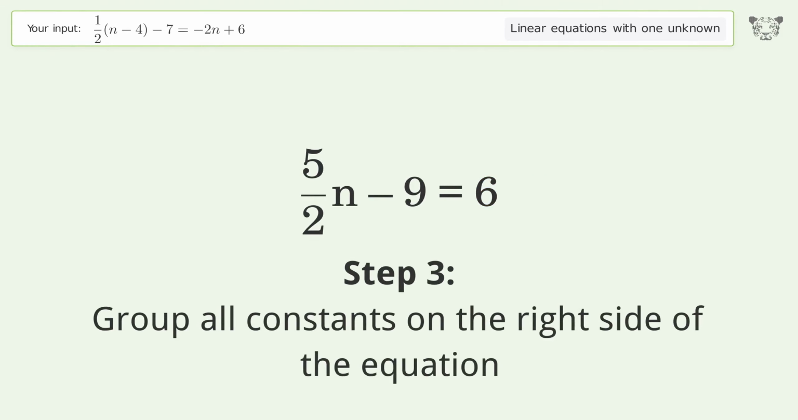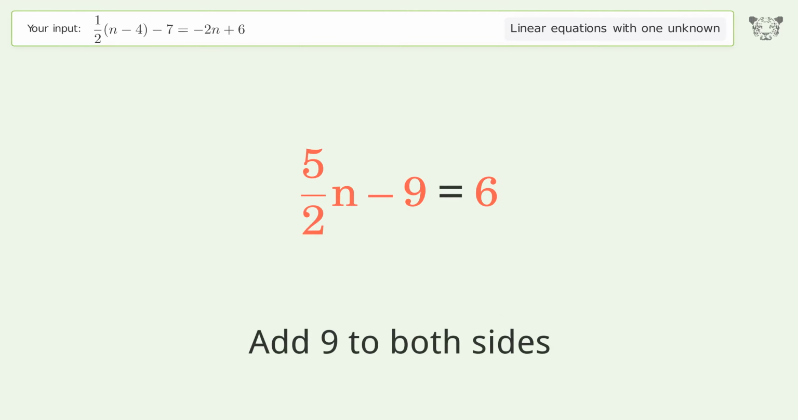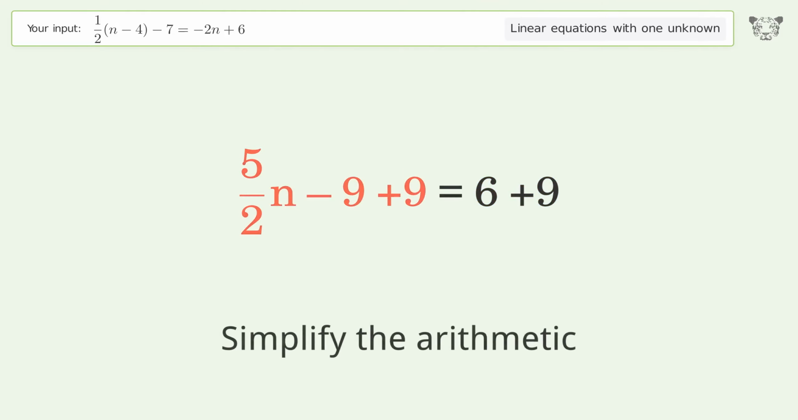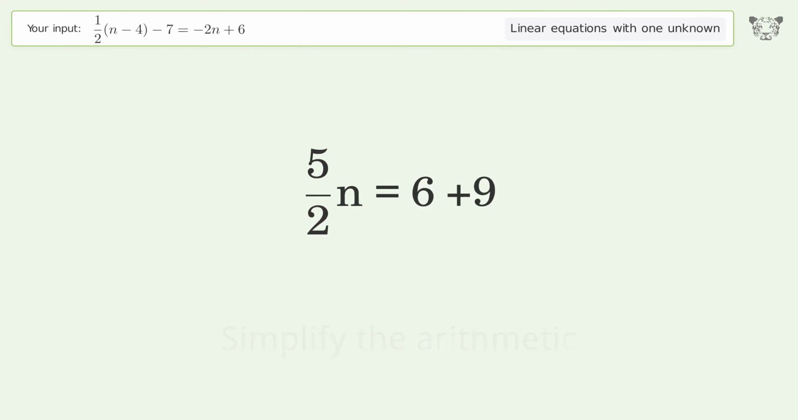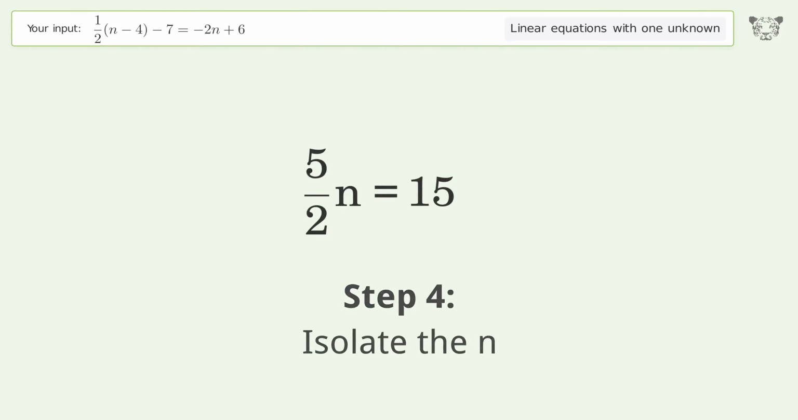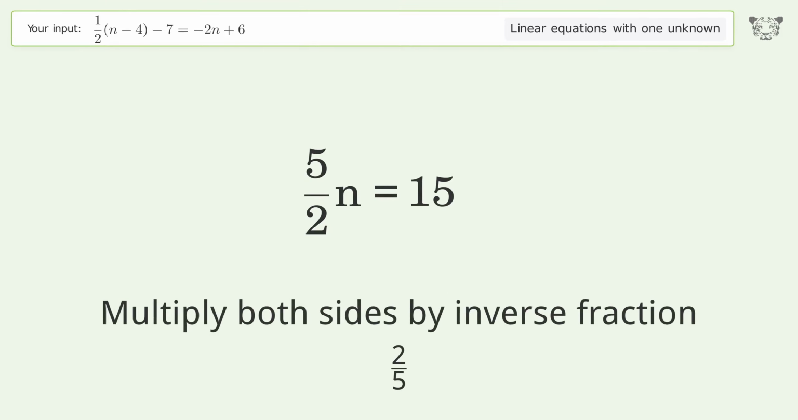Group all constants on the right side of the equation. Add 9 to both sides. Simplify the arithmetic. Isolate the n. Multiply both sides by the inverse fraction 2/5.